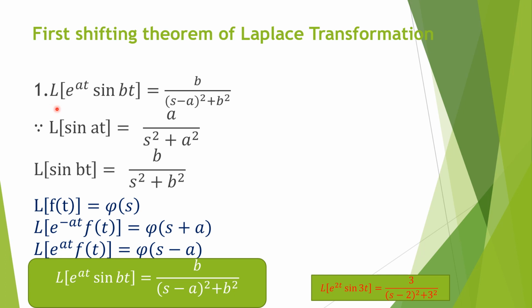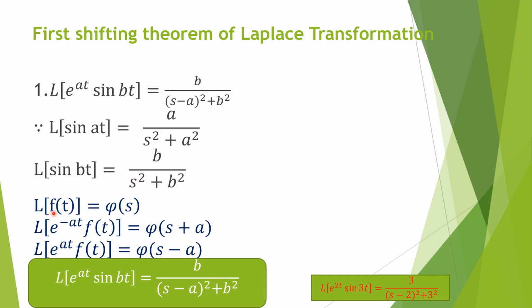For example, if we have Laplace transformation of e raised to power at sin bt, we know that Laplace transformation of sin at is a upon s square plus a square. This is the standard formula of Laplace transformation. So if we have Laplace transformation of sin bt, a is a constant, b is also a constant, so in place of a we can write b. So it will be b upon s square plus b square.